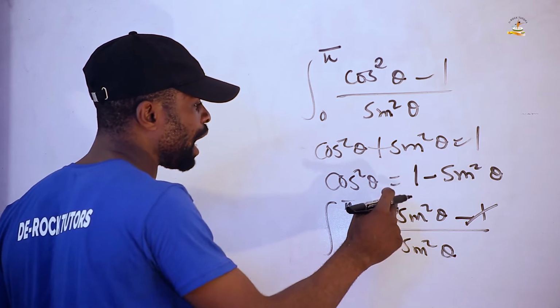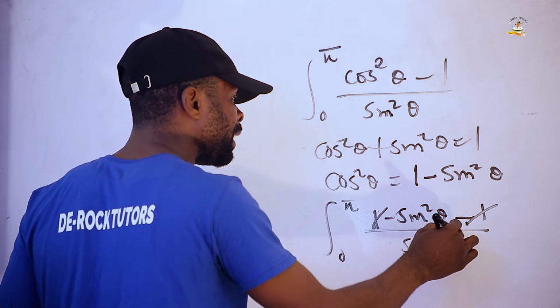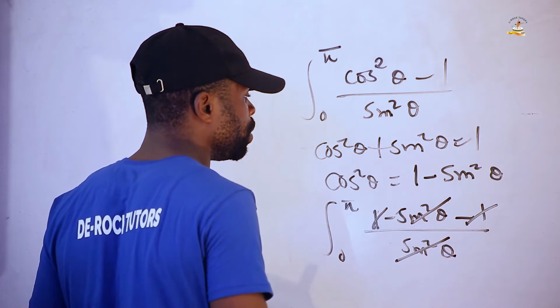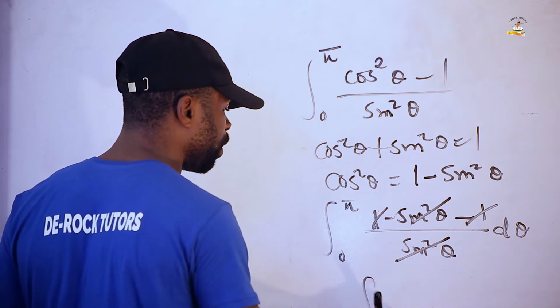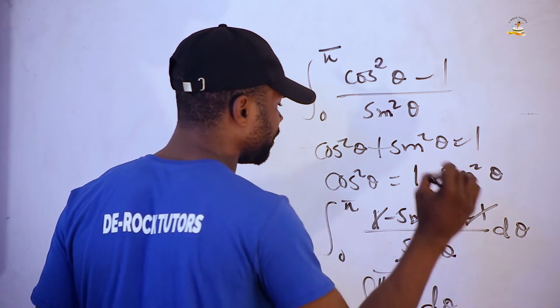Minus 1 will cancel out plus 1 here, and this minus sine square theta will cancel sine square theta. I will only have the integral from 0 to pi of minus d theta.